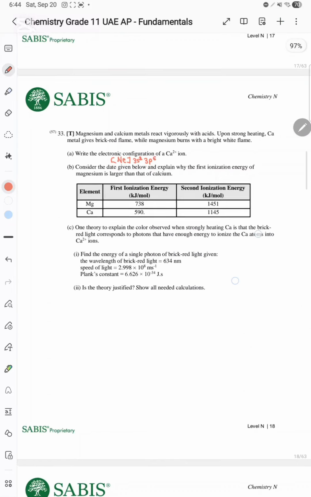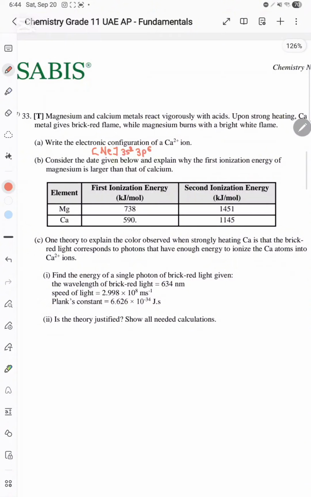Anyways, consider the data given and explain why the first ionization energy of magnesium is larger than that of calcium. So they told you that the first ionization of magnesium is 738, second is 1451, and 590 and 1145. So magnesium is obviously larger than that of calcium, the ionization energy.